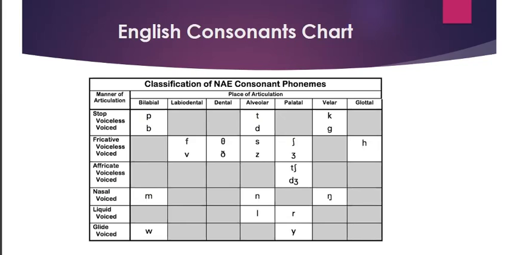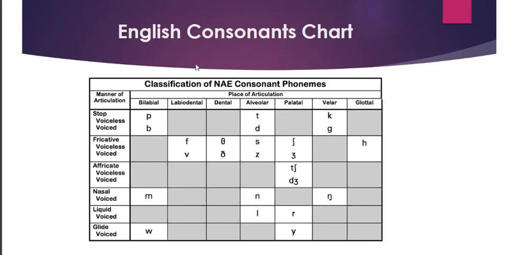Well, a minimal pair defines a pair of sounds that are exactly the same, except for one feature. In this case, for example, these two are bilabial sounds. These two are stop sounds. However, the first one is voiceless and the second one is voiced. So they are exactly the same except for one feature, in this case, voicing.